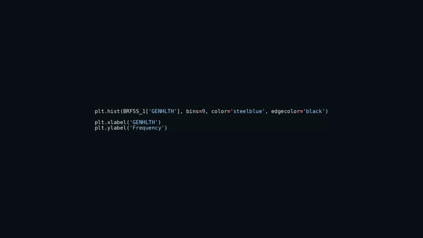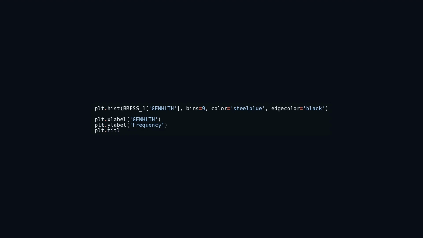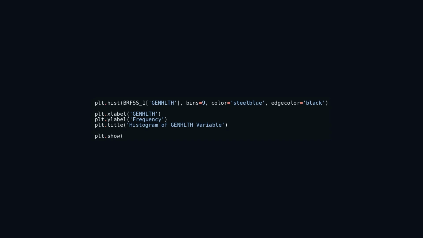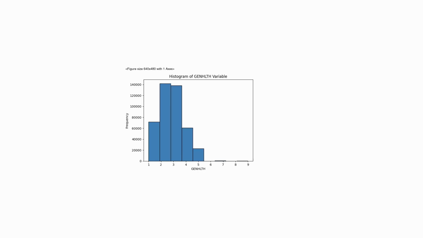By utilizing the xlabel function to assign the x-axis label as genelf, the ylabel function to designate the y-axis label as frequency, and the title function to establish the histogram title as "histogram of genelf variable," we enhance the clarity and context of the histogram visualization. The presentation of this histogram enhances comprehension of data distribution, serving as a valuable asset for exploratory data analysis by facilitating the detection of trends or anomalies within the dataset.